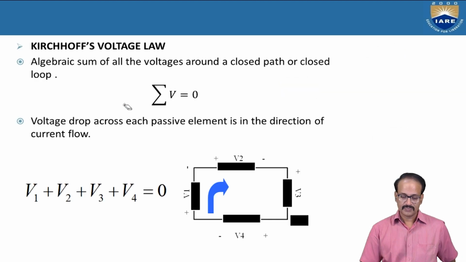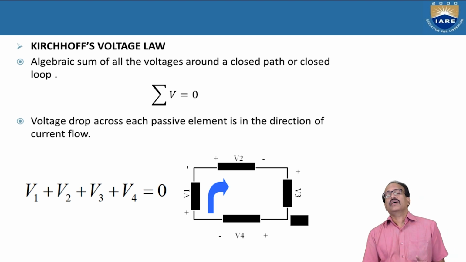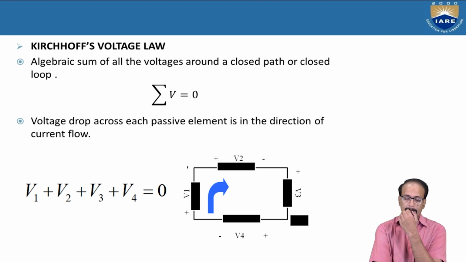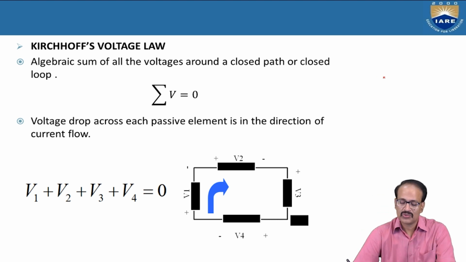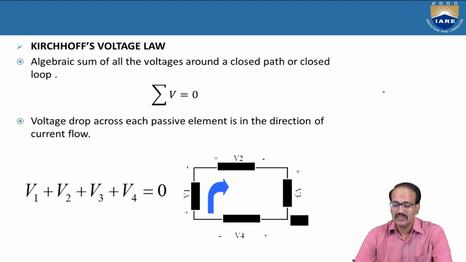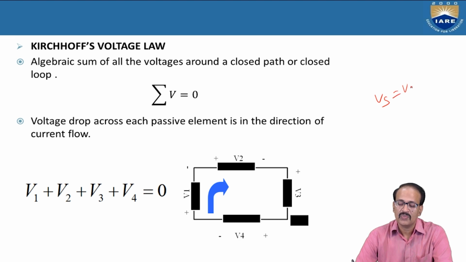And now we will see Kirchhoff's voltage law. What it says is, in a closed loop, or a closed path, or closed mesh, the algebraic sum of the voltages is equal to 0, or the source voltage is equal to the sum of the individual voltages.